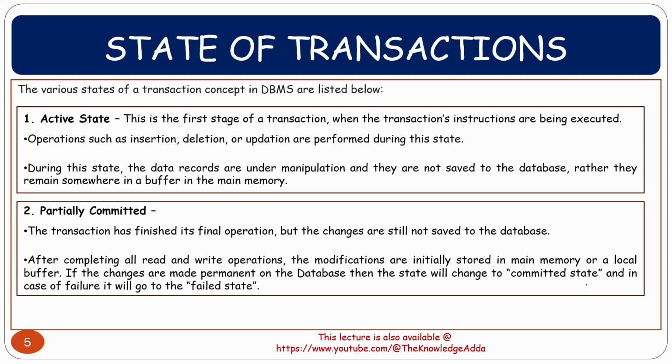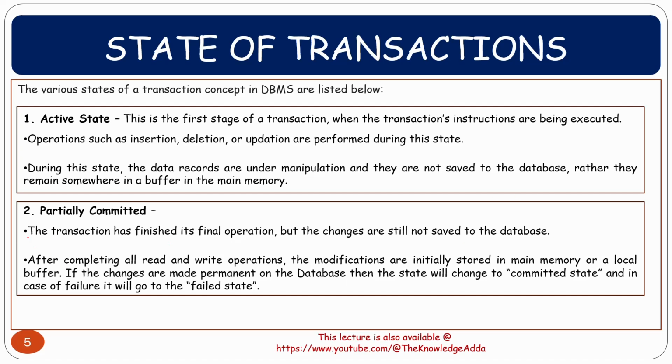So this is the first stage of a transaction. When the transaction instructions are being executed, operations such as insertion, deletion, or updation are performed during this state. During this state, the data records are under manipulation and they are not saved to the database. Rather, they remain somewhere in a buffer in the main memory.